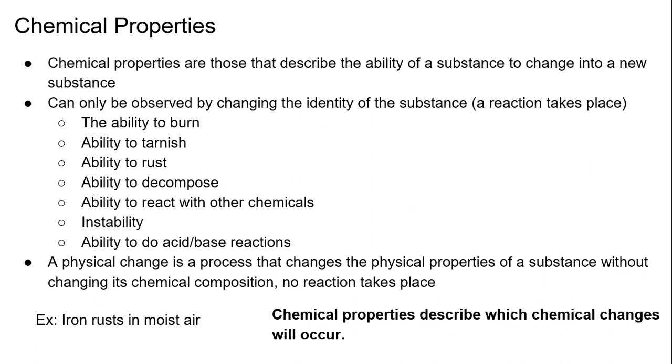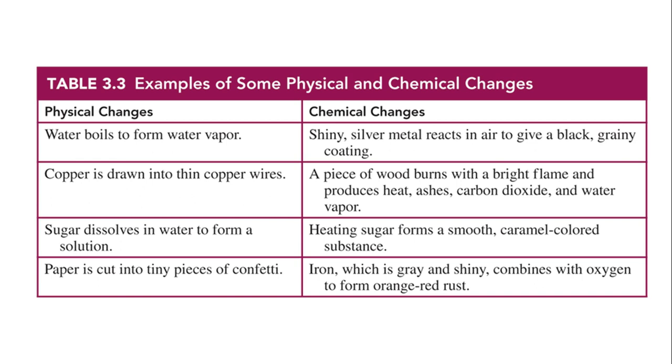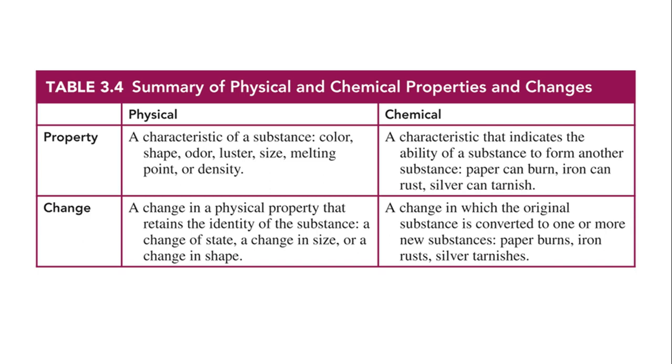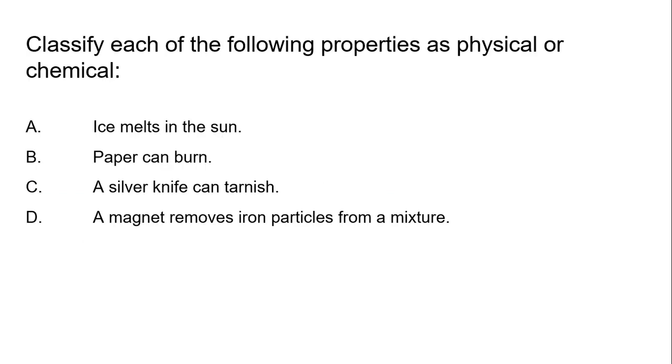So a physical change is a process that changes the physical properties of a substance without changing its chemical composition. That means that it stays whatever it was originally. But chemical changes do not. You have new properties, you have new substances. They are entirely different than what you had before the reaction. And here is just a list of some things, chemical and physical. These are in your book. Same thing here.